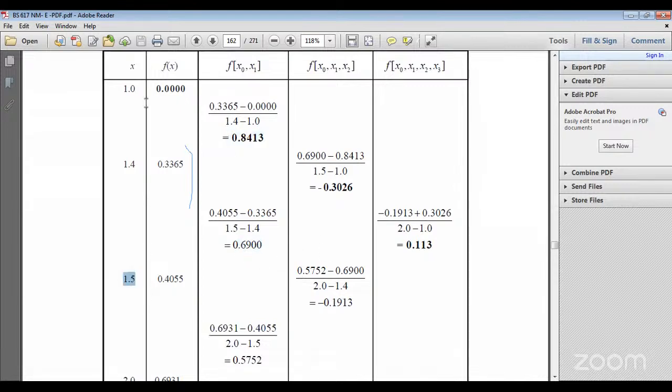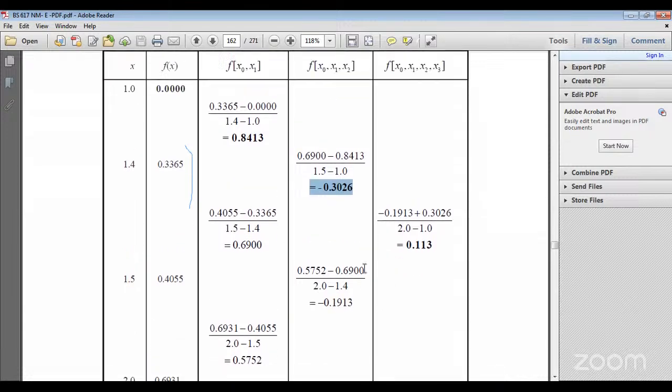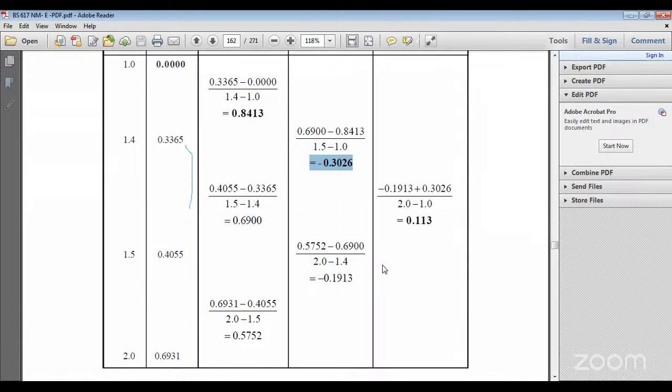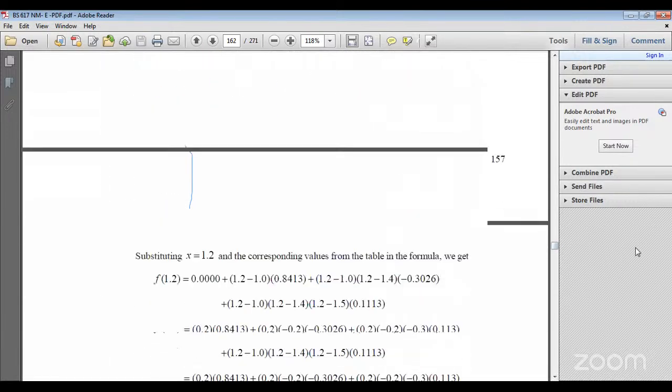This is between 1.5 and 1.4, I am writing the same here. These are the values, 0.572, 0.69. This is between 2.0 and 1.4. The values came here. See here, both the values came here. So again, I am taking here this one, 0.30 minus 0.13, plus the highest value, which is 2 minus 1.0, 0.133.